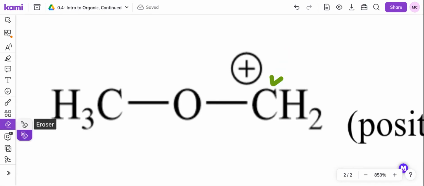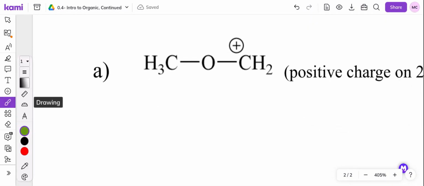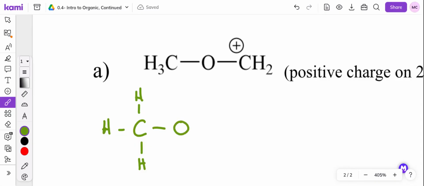And so to expedite the process, you should be able to say, okay, well, I know that carbon wants to have 4 bonds and hydrogen wants to have a single bond. So looking at it like that, my carbon has a formal charge of 0. So now I got to work on my oxygen.